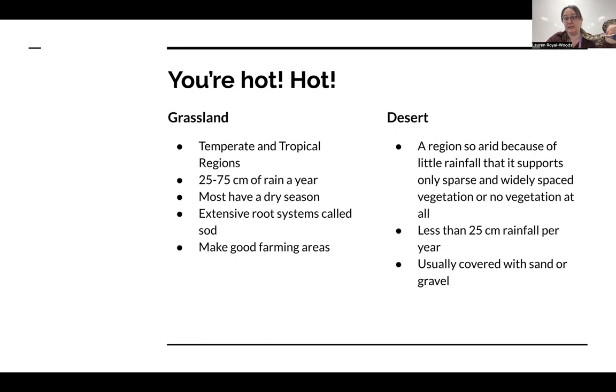they make great farming areas if you can get the sod out. Unfortunately, if the weather goes wrong, then you've got dust everywhere and it kills all your plants and everything. So, interesting ecosystem. Desert. A region so arid because of very little rainfall.